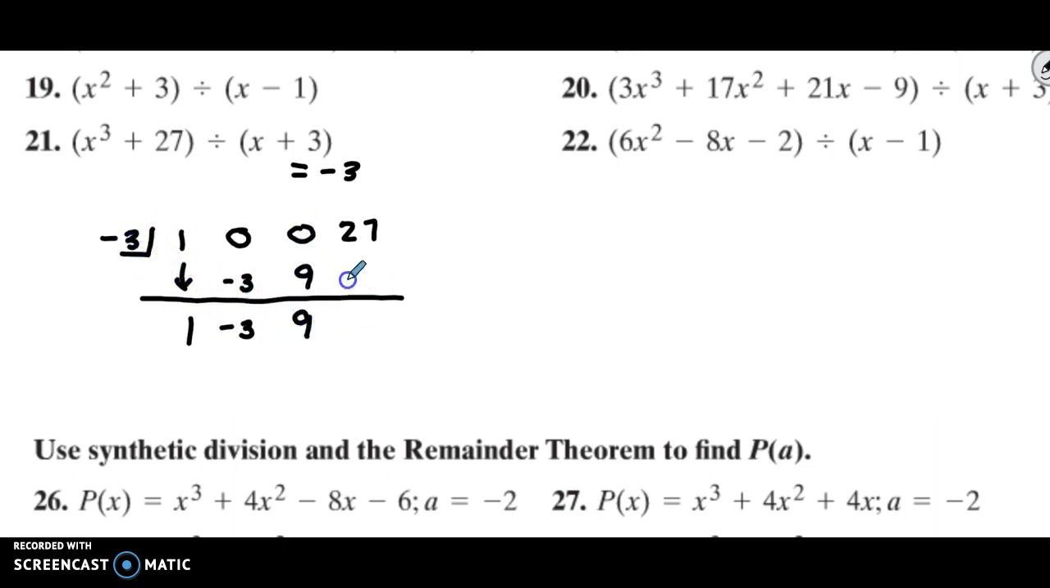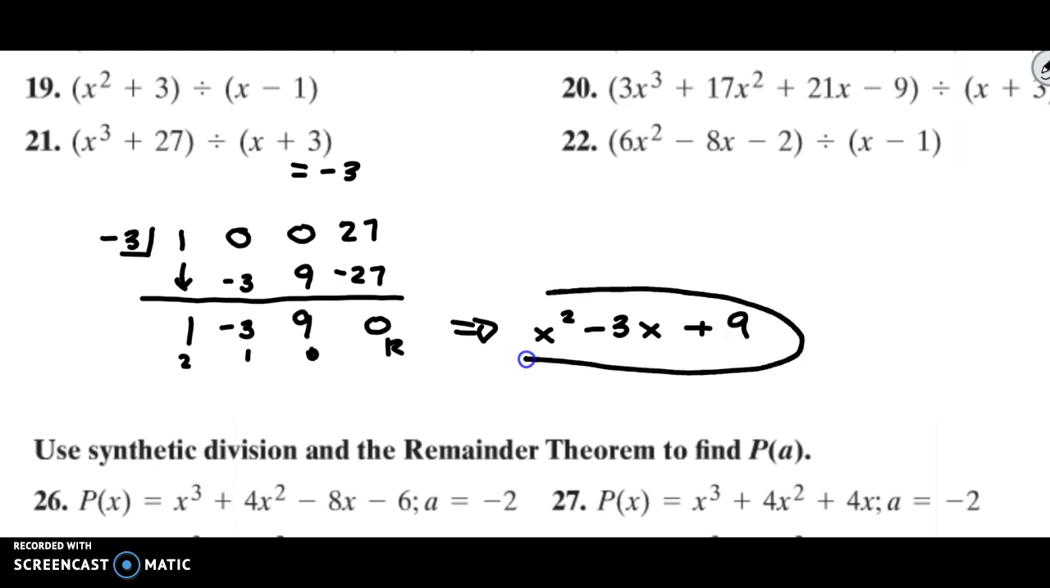Negative 3 times 9 is negative 27. 27 minus 27 is 0. This then is my remainder. This is the constant, this is my linear term, and this is the quadratic. So I rewrite this as x squared minus 3x plus 9. And this would be my answer. Okay, I'm going to go ahead and pause this now, and I'll finish in the next video.